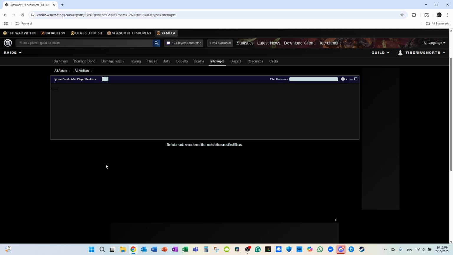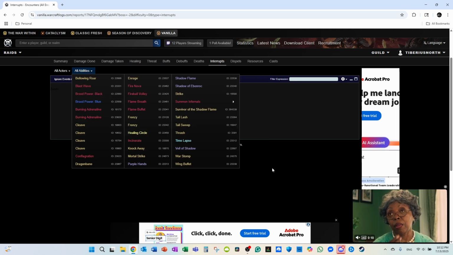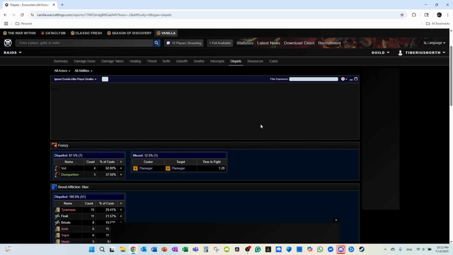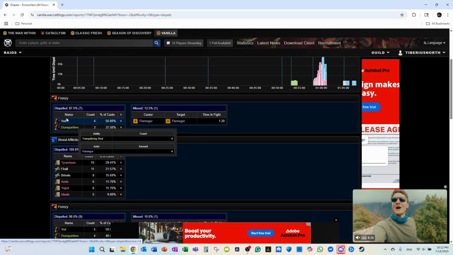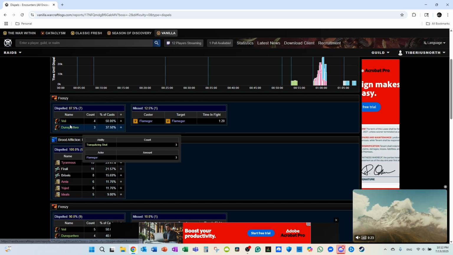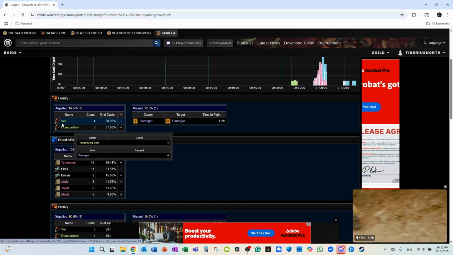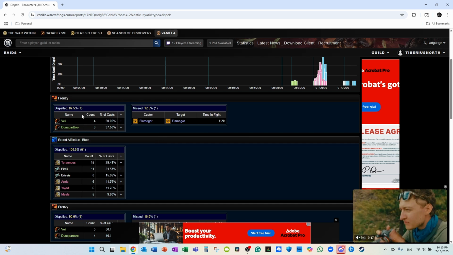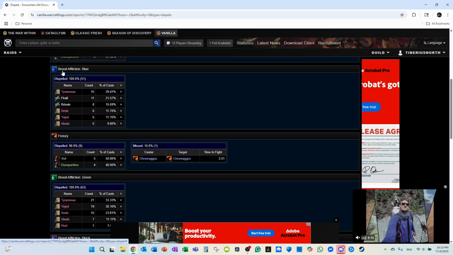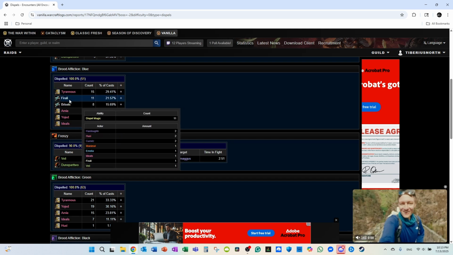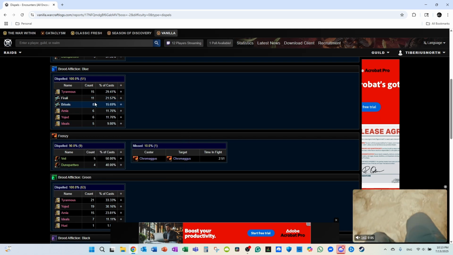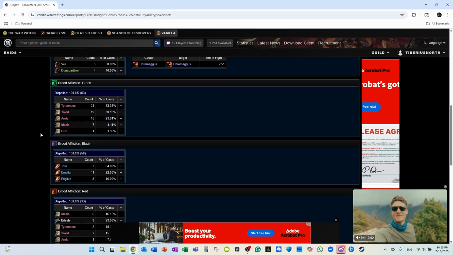You can go to interrupts, and here there are no recorded interrupts. Look at dispels. So you can see that this is Tranquility Shot being dispelled by the hunters. So the boss is getting Frenzy, and the hunters are dispelling with Tranquility Shot. And you can also see the Brood Affliction blue. This is something Chromagus throws in Blackwing Lair. And you can see who dispelled. So you can see all this information.